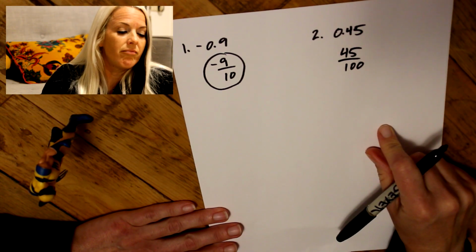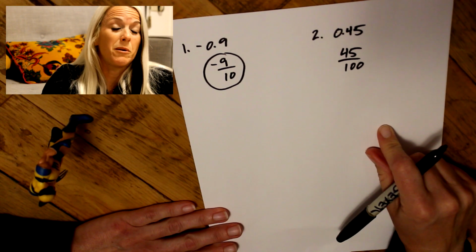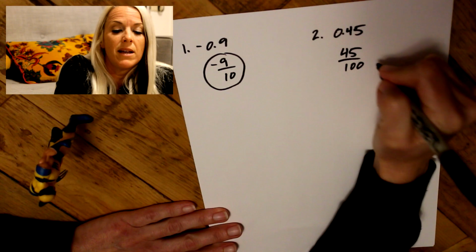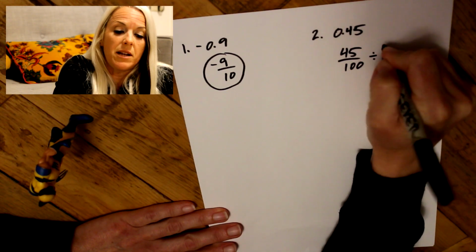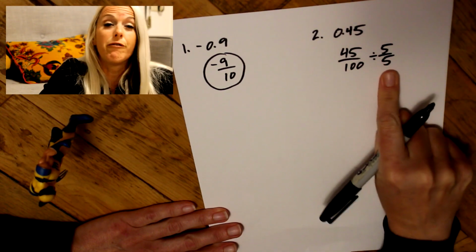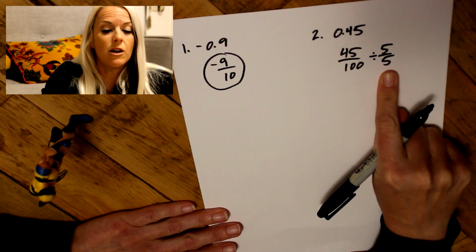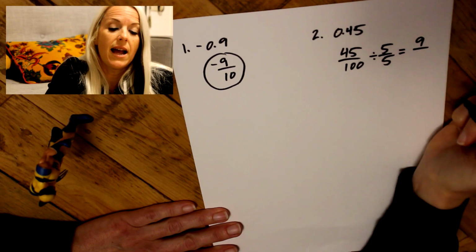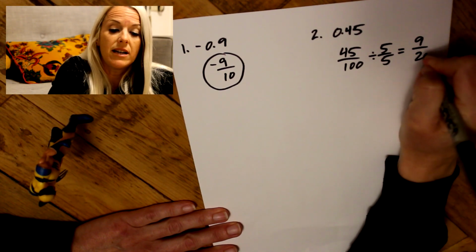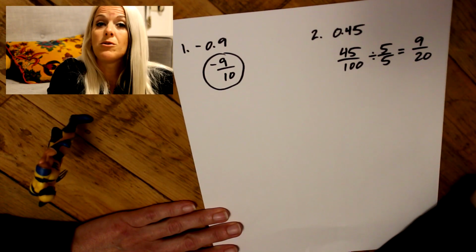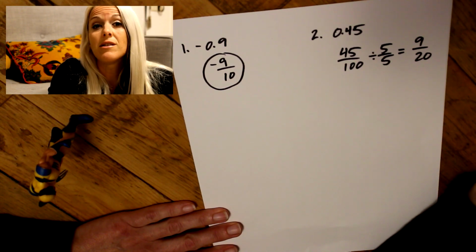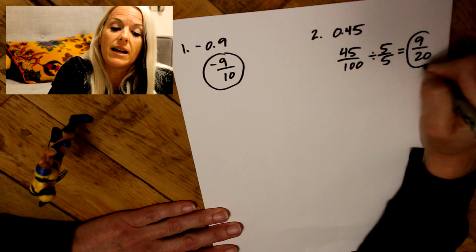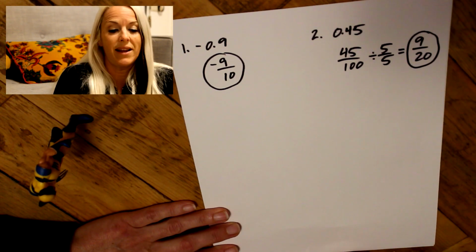Logan, do you think we're done? I don't think we are either. So 45 hundredths can be simplified. It can be simplified by dividing by 5 over 5, or a form of 1. So 45 divided by 5 is 9, and 100 divided by 5 is 20. Now 9 and 20 do not have any common factors, so this cannot be simplified anymore. So 45 hundredths written as a fraction is 9/20.